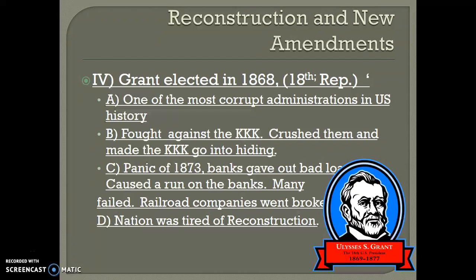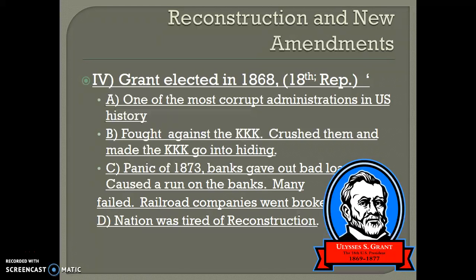Then we had the Panic of 1873, and what happens is that banks gave out bad loans, and this caused a run on the banks. And many of these banks failed, and even the railroad companies that were building the railroads all across the nation actually went broke, because remember, industrialization is still occurring in the background.